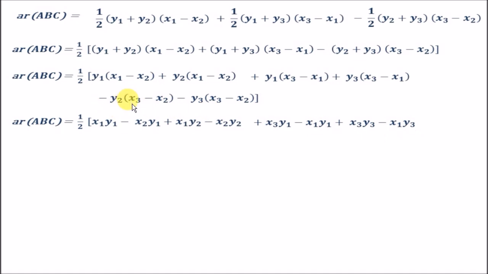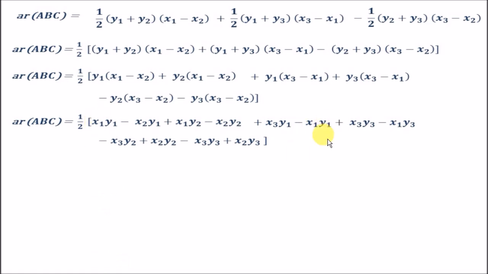minus into plus, minus y2 into x3, x3 y2, minus into minus plus, the sign will change, x2 into y2 will give us x2 y2, minus into plus, minus x3 into y3, minus x3 y3, minus into minus plus x2 into y3, x2 y3.